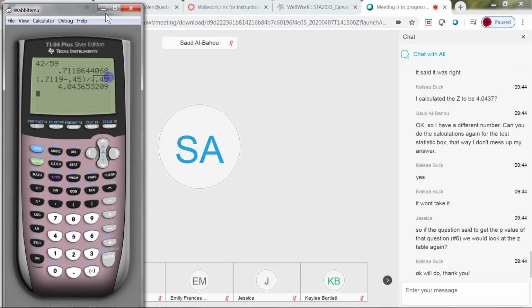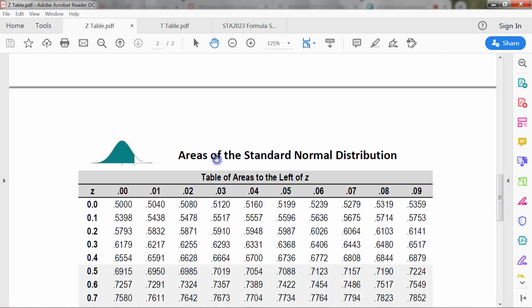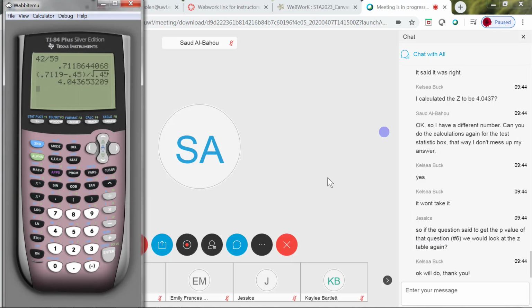So if the question said to get the p-value, we would look at the z-table again. If this was your test statistic at 4.04, when you come into your z-tables, if you look at the very bottom, there's a message. It says for z values of more than 3.49, use 1.000 to approximate the area. So in this case, if your z value was 4, your p-value would be equal to 0. That's how you would use the tables to calculate that. Alrighty? So let's look at another problem.